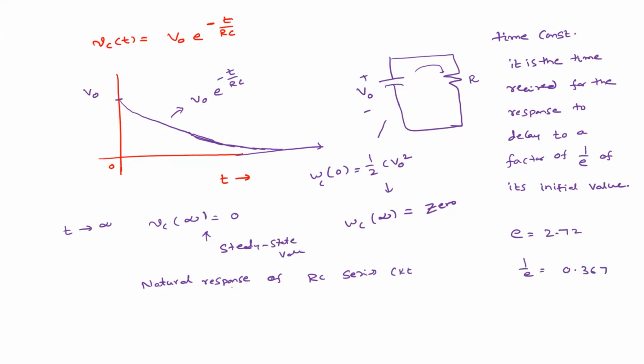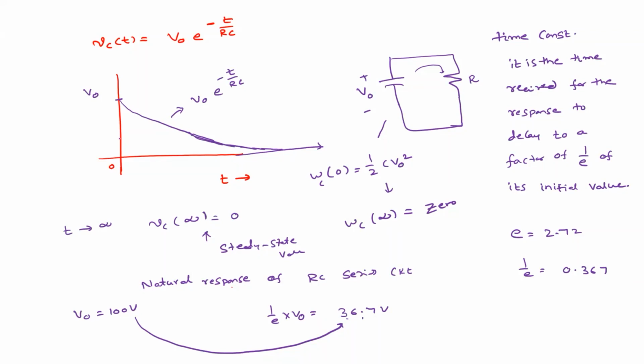For example, see we have V naught equal to 100 volts, that's the initial point, right? So here 1 by E times V naught. What is its value? It will be roughly 37%, 36.7 volts, right? So how much time is required for the response to decay from 100 volts to 1 by E of its initial voltage, that is 36.7 volts. That is known as the time constant of the circuit, right?